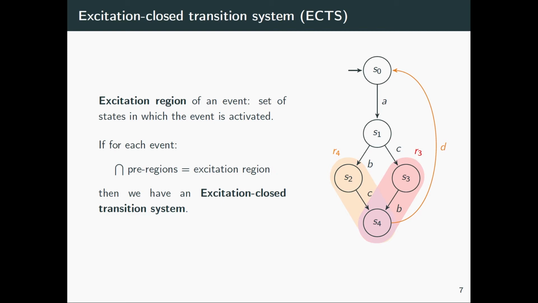When excitation closure is satisfied for each region, we have an excitation closed transition system. In the case of a transition system which is not excitation closed, a simple transformation can achieve this property. Therefore, we can always have an excitation closed transition system without limitations on the initial model.